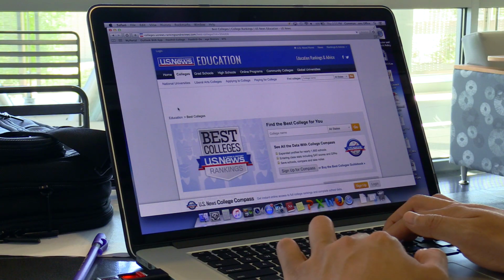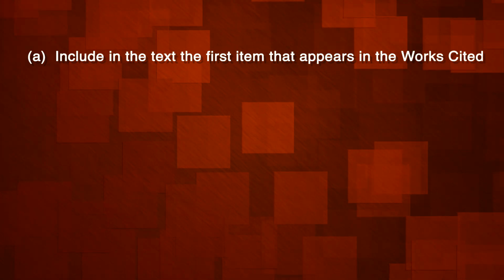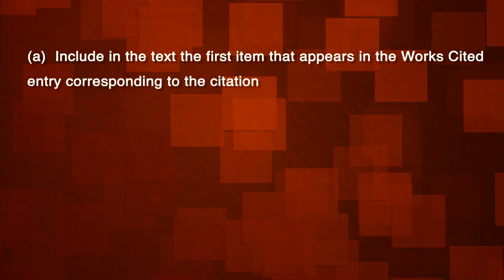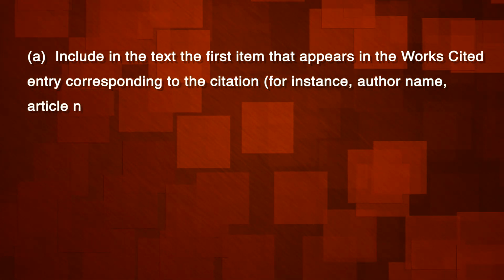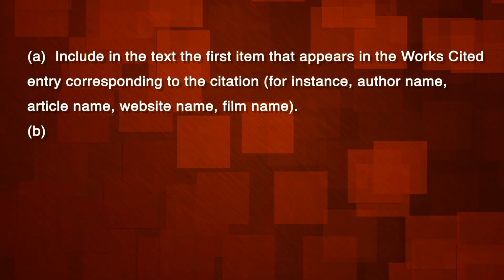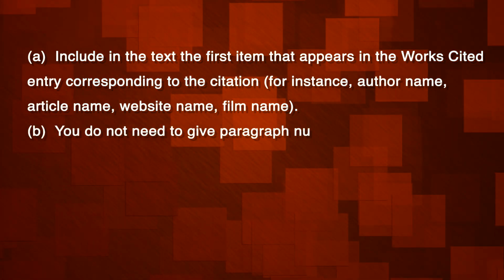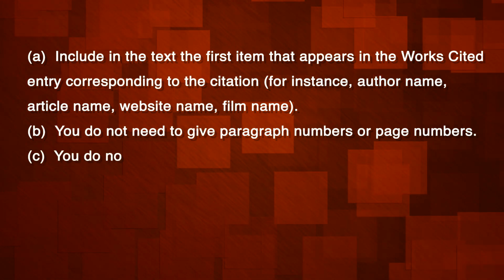For all online or electronic sources, remember to include in the text the first item that appears in the works cited entry corresponding to the citation. For instance, author name, article name, website name, film name. You do not need to give paragraph numbers or page numbers. You do not need to list URLs in text.